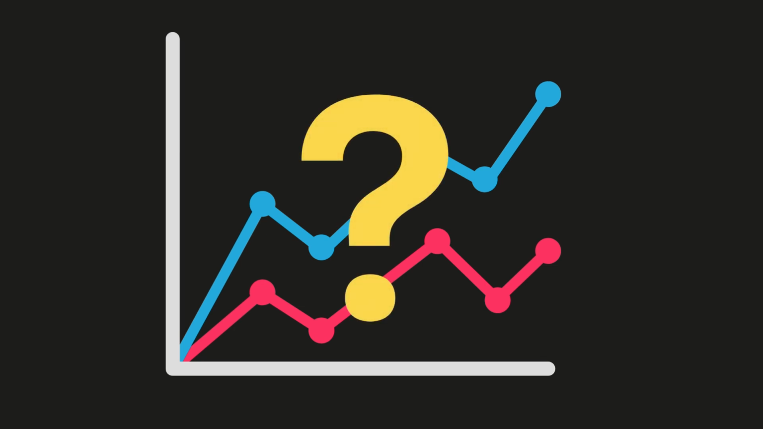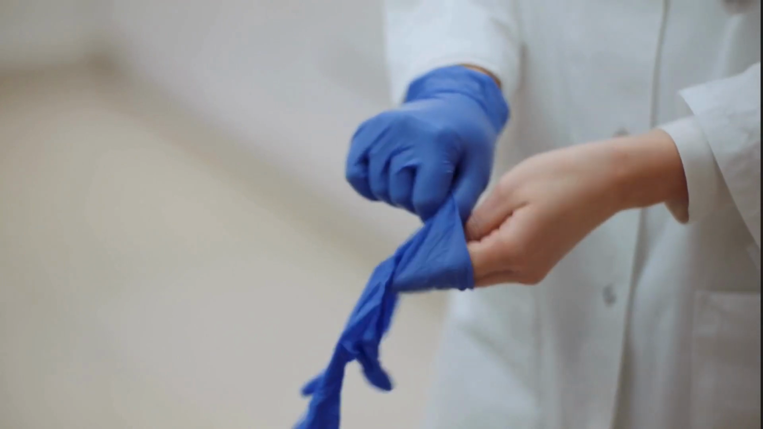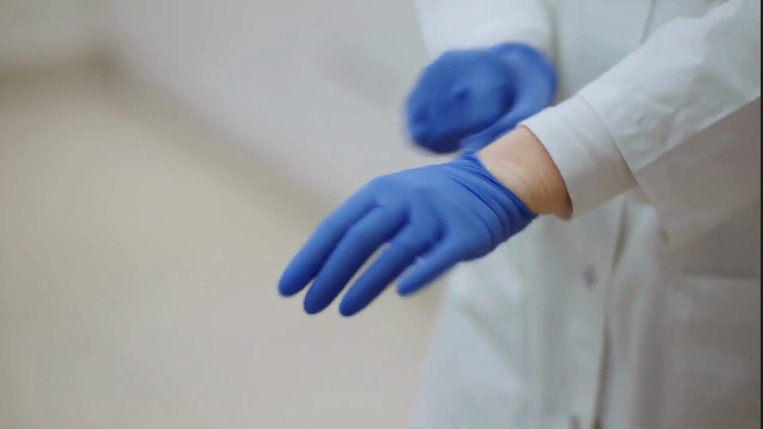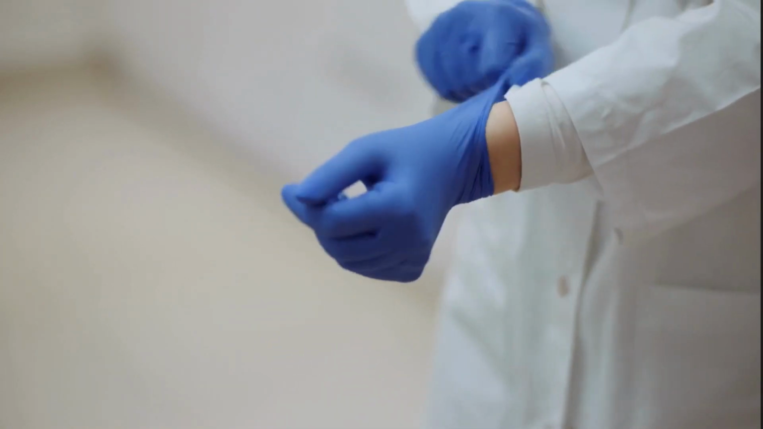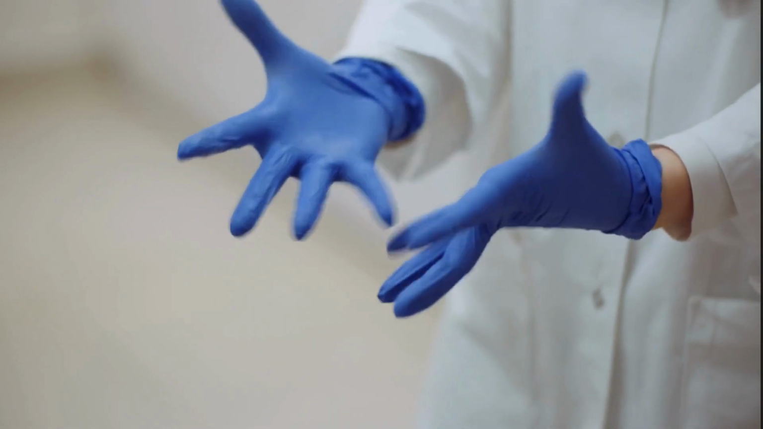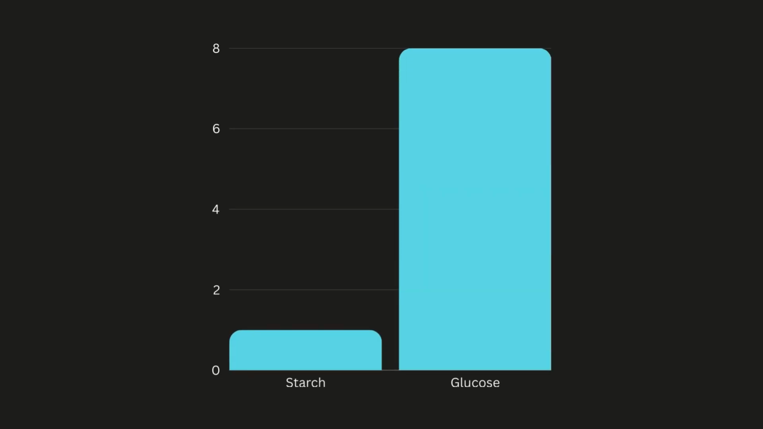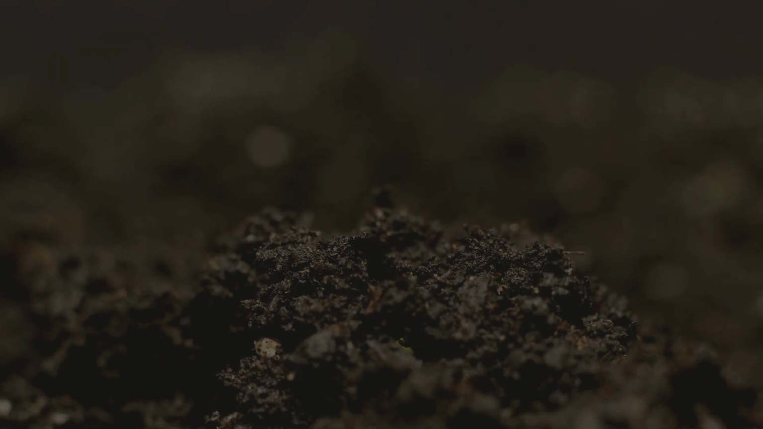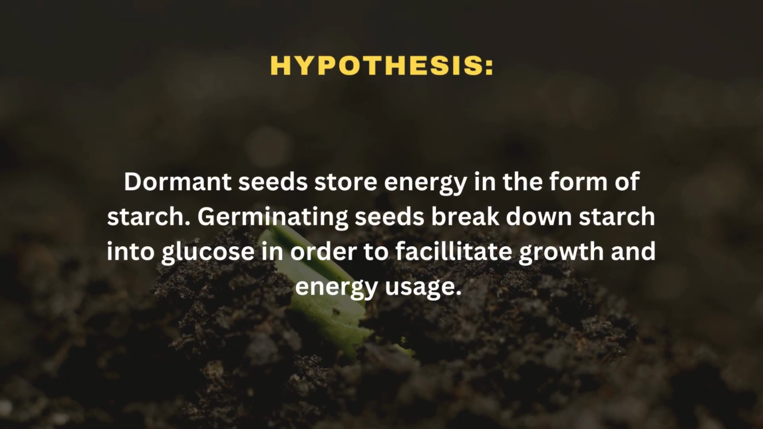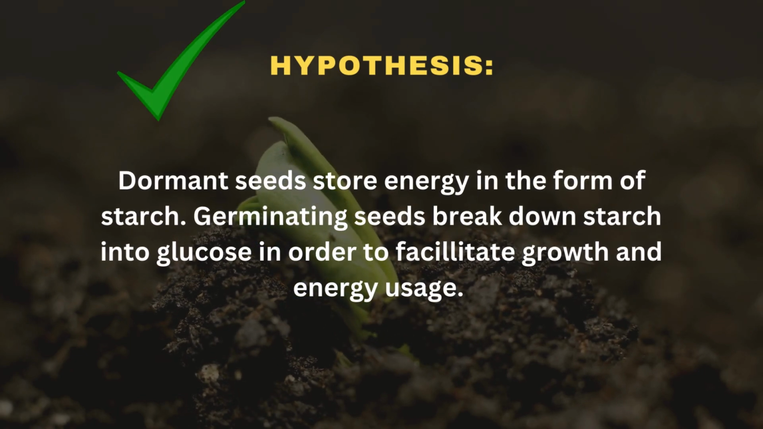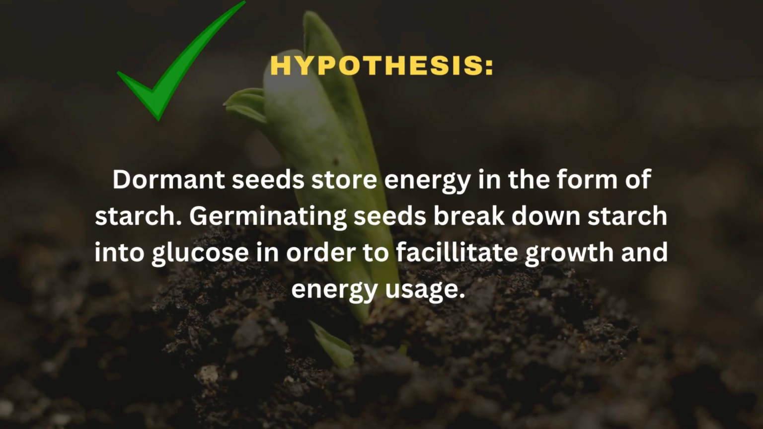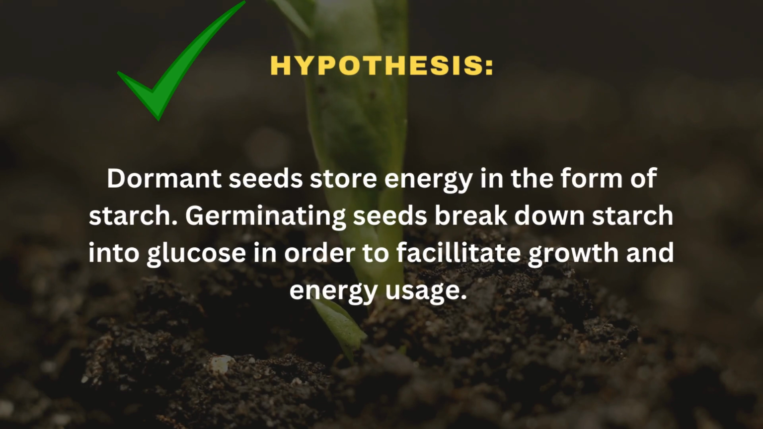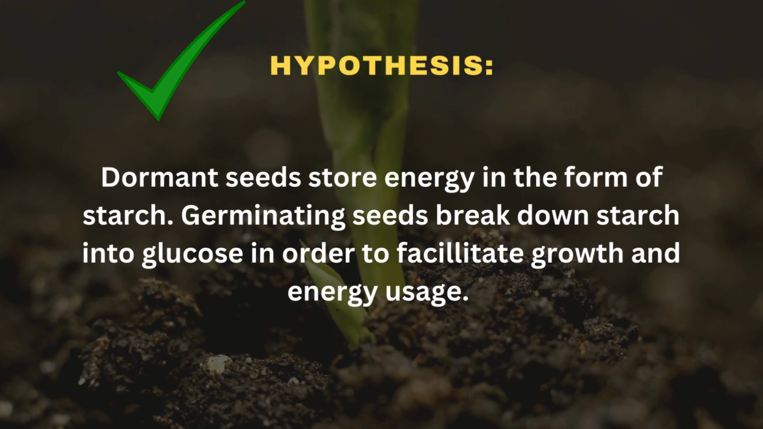We repeated the test after germinating a new batch of seeds, making sure to follow proper safety and experimental procedures. This time, the results indicated that the seed contained a high concentration of glucose, but little to no starch. Analyzing this data, we can confirm our initial hypothesis that dormant seeds store energy in the form of starch, while germinated seeds break down this starch into glucose in order to facilitate growth and energy usage.